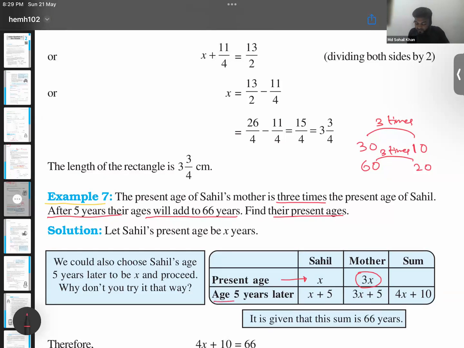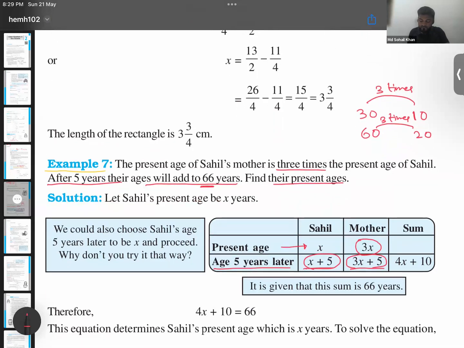So after 5 years, it is going to be what? We will add 5 to Sahil's present age. That will be x plus 5. And we will add 5 to his mother's age. That will be 3x plus 5. And if you add these two values, x plus 5 and 3x plus 5, that is what the question is saying will be equal to 66. So if you add their ages after 5 years, it will be equal to 66 years, which is 4x plus 10 equals 66. Got this, Ahmed?